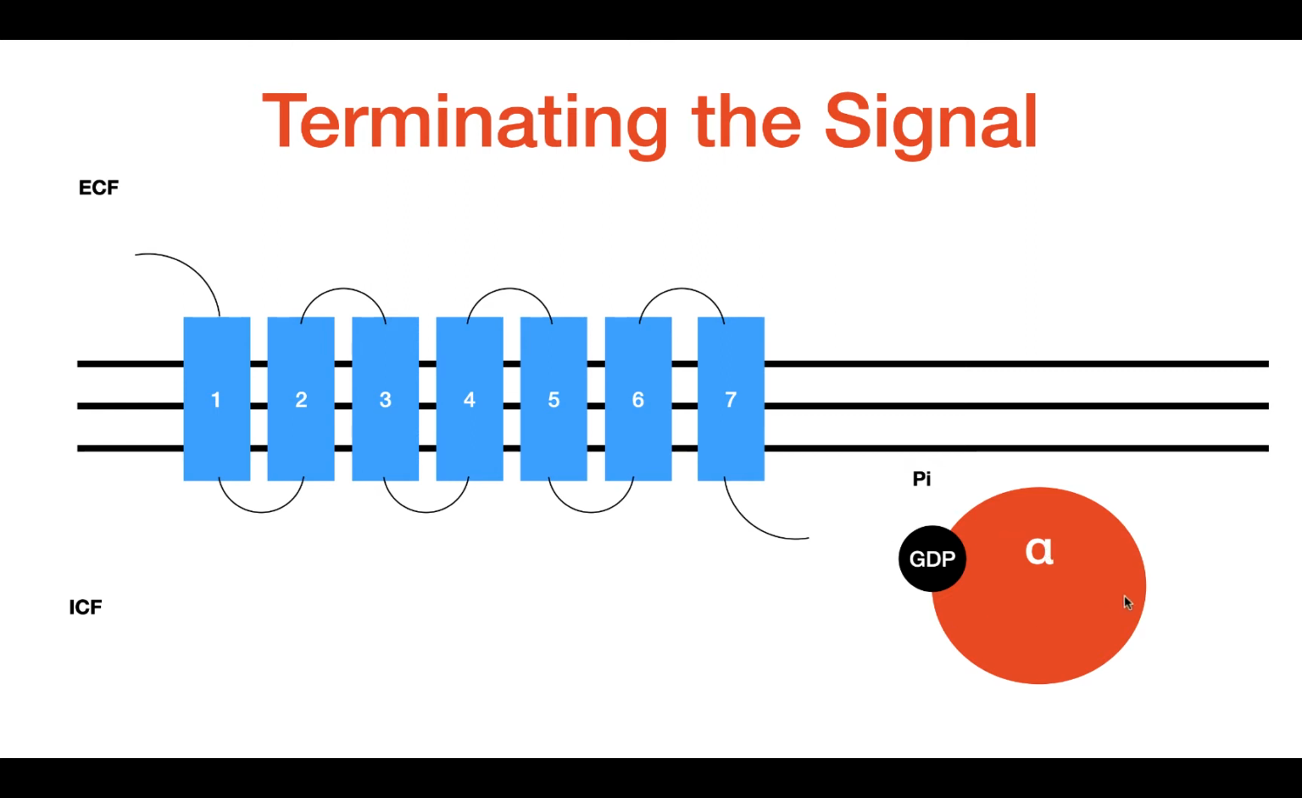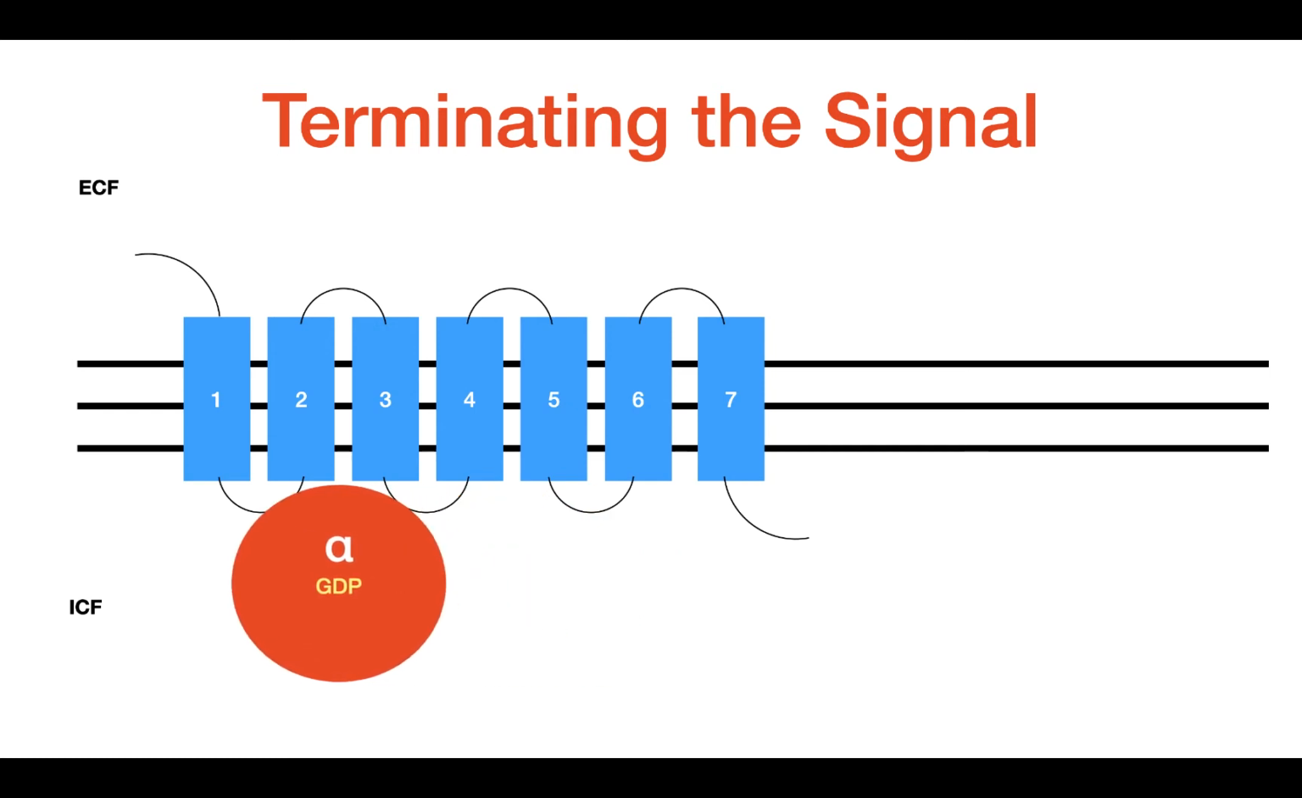Now, in addition to the hydrolase activity, you also have other proteins inside the cytosol that can actually quicken up the hydrolase activity. So once GDP replaces GTP, this is when the alpha subunit is deactivated. So when GDP is there, the alpha subunit goes back to its original place, and then the beta gamma subunit follows, and you can restart the process again.